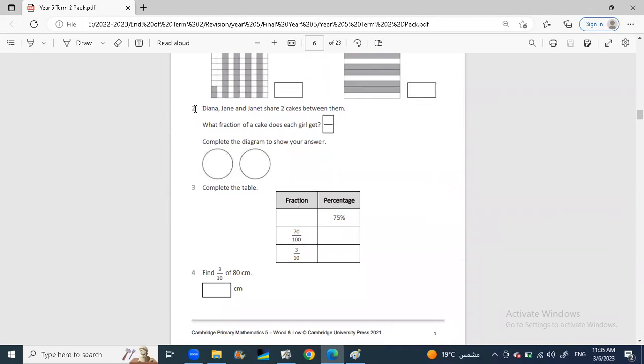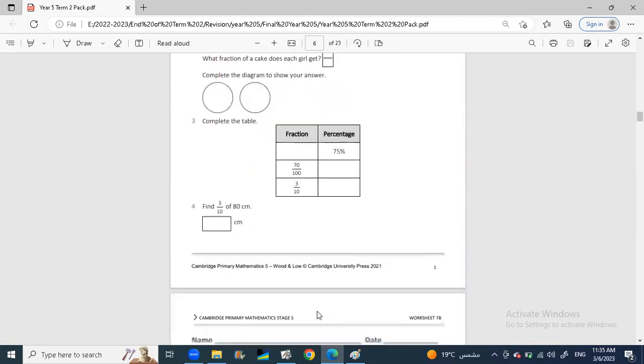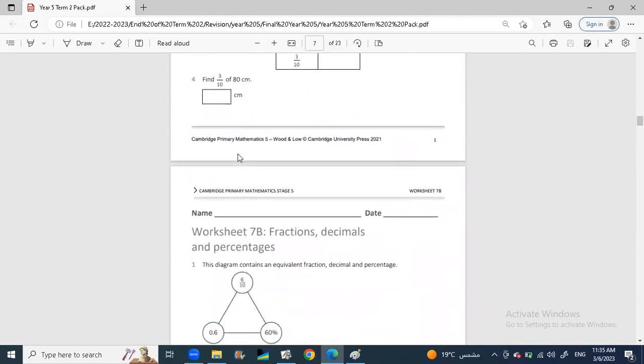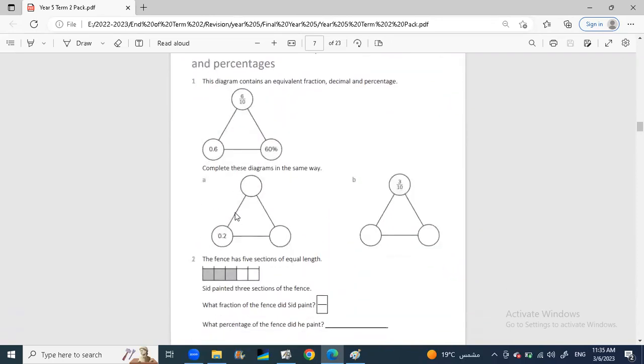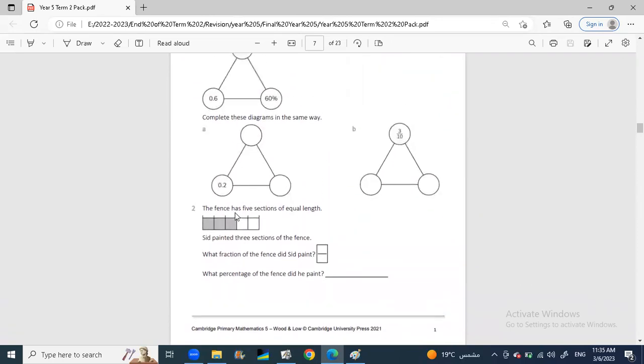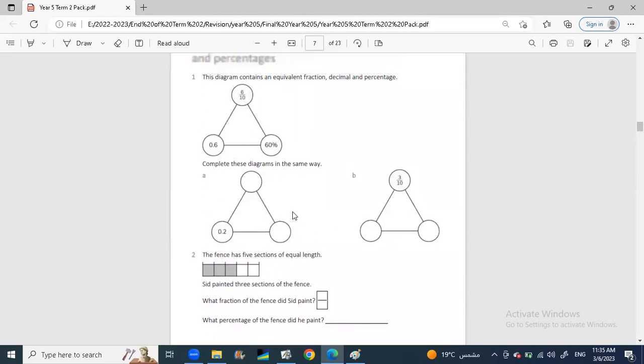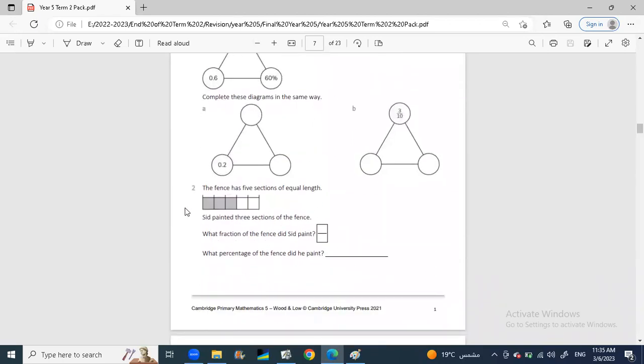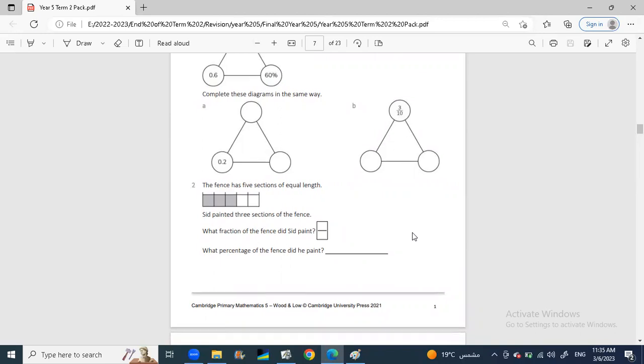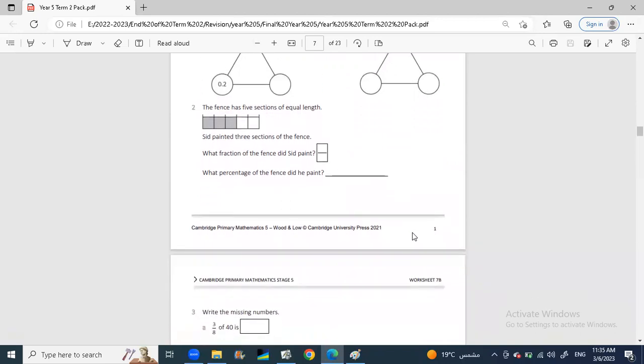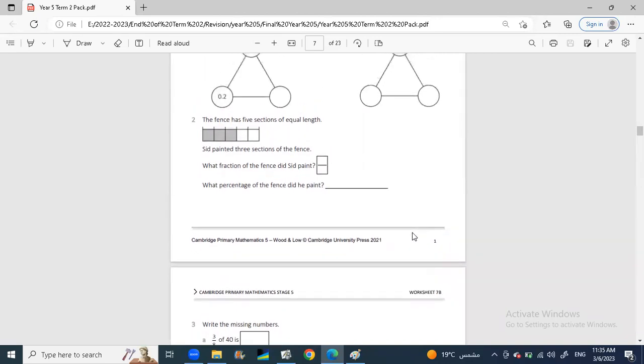Question number 3, we're going to get back now to question number 2. We haven't covered it yet. We covered question, no, not number 4. Okay, but we covered this page, page number 7. Everything in it is about fractions, decimals, and percentages. Here they're asking you about what fraction of the fence did he paint. So the fraction here is obvious, it's 3 over 5. But what percentage? They now converted the 3 over 5 into a percentage, as we learned a few minutes ago, and the answer is there in the answer key on Google Classroom.